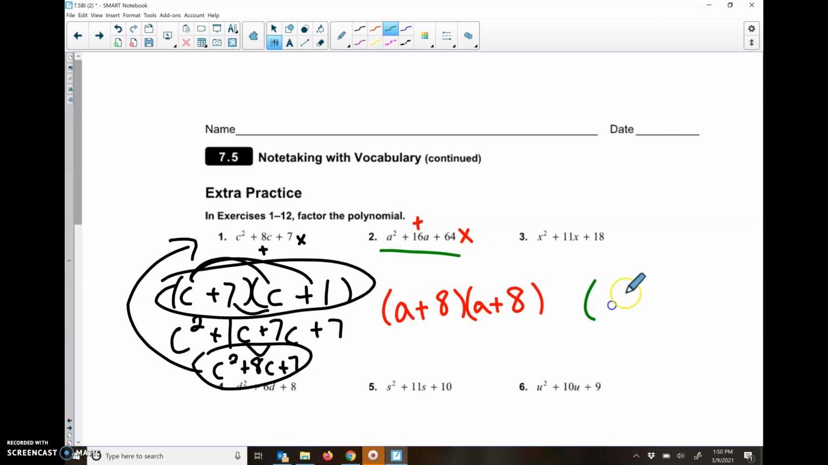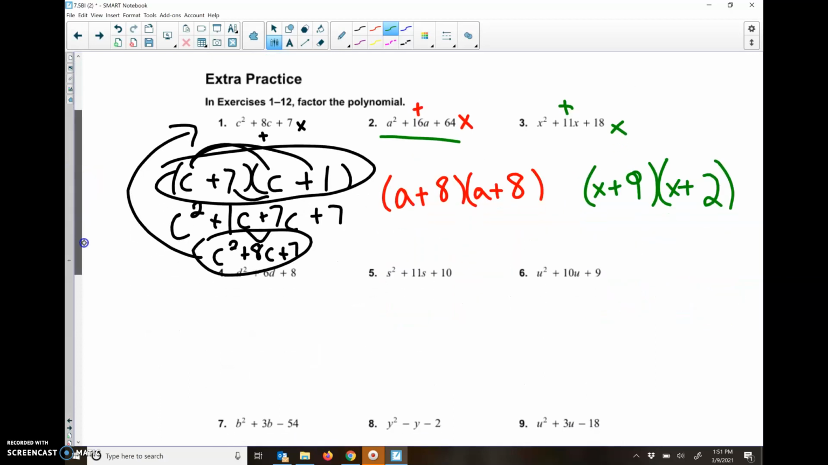Okay, 3. So again, we like these two plus problems. So x plus, and then same thing, two numbers that multiply to 18. And when you add them, you get 11. A couple different ways we could multiply to 18: 18 and 1, 9 and 2, 6 and 3. But 18 and 1 is 19. 6 plus 3 is 9. 9 plus 2 is 11. So x plus 9 and x plus 2 would give us our right answer there.